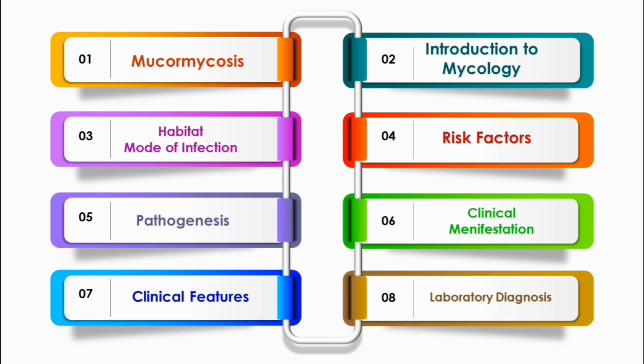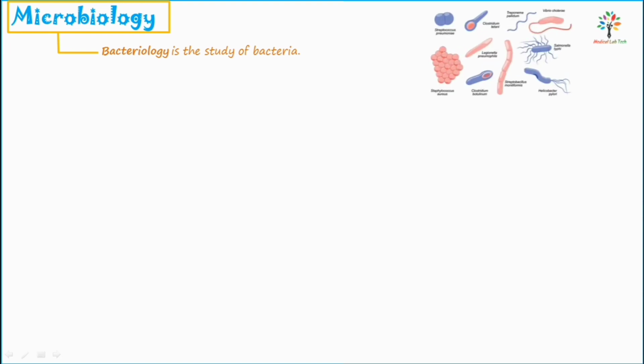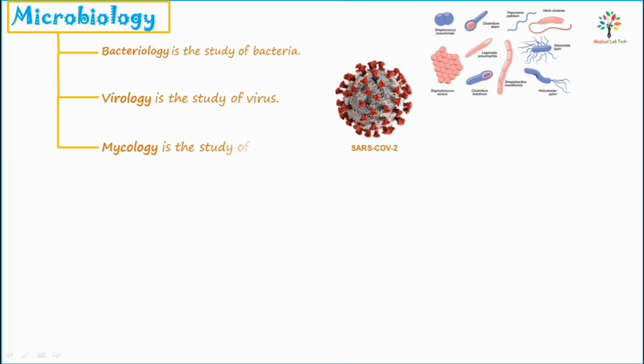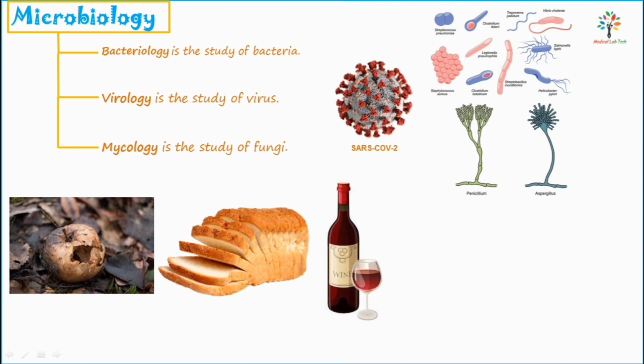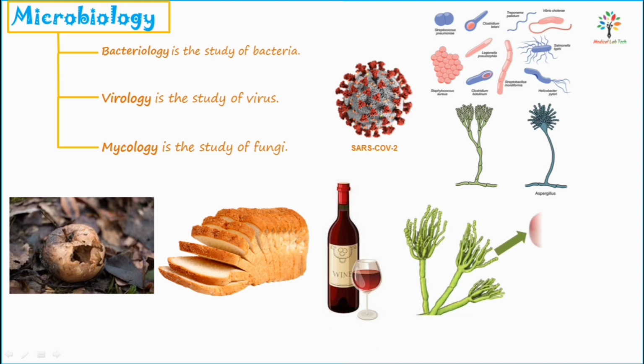understanding of mucormycosis. You know that microbiology has different branches like bacteriology, where we study bacteria, virology, where we study different types of viruses, and mycology, where we study fungi. Most fungi have a beneficial effect because they reside in nature and break down and recycle organic matter. Some fungi contribute to the production of food and wine also. Some fungi provide useful bioactive secondary metabolites known as antibiotics.